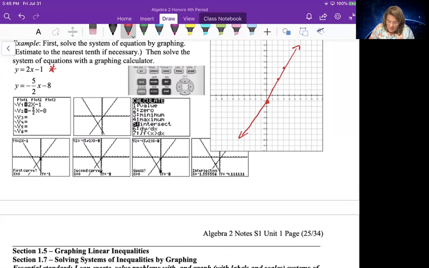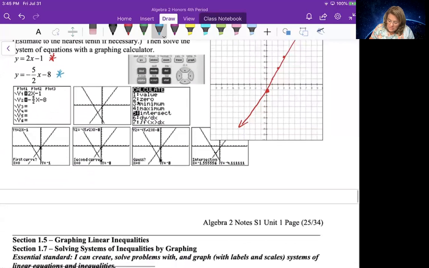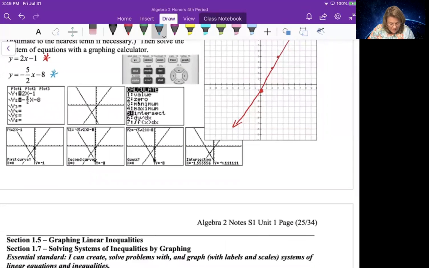-8 is my y-intercept. I'll use blue. So at x equals 0, y is -8. So I've got to go to this location right here, -8. And then I find that the slope is -5 halves. So I'm going to go up 5, 1, 2, 3, 4, 5, and over 2, 1, 2. So here's my first point.